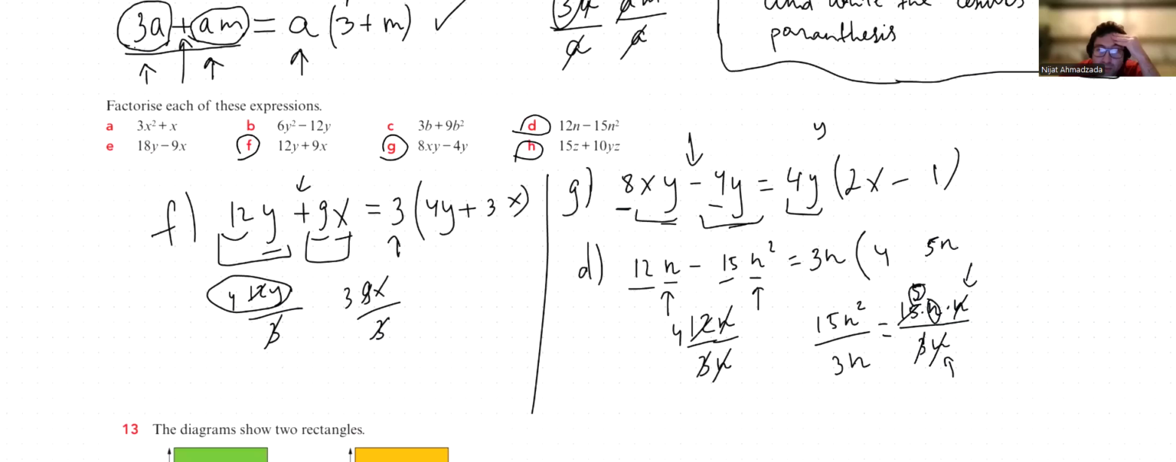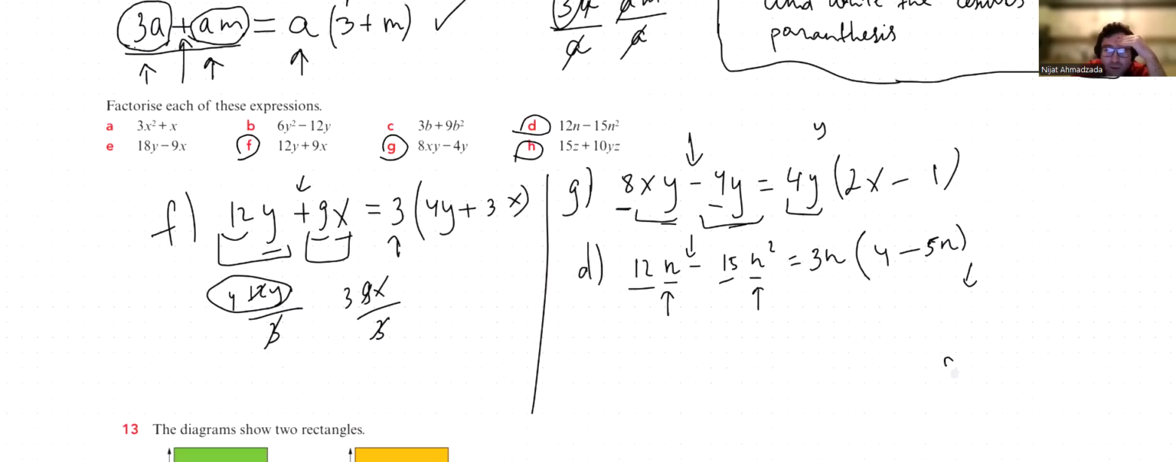And what did we get here? We got minus. So 4 minus 5n. Done. And now let's do part H as well. Part H.